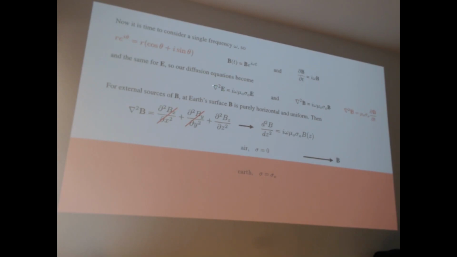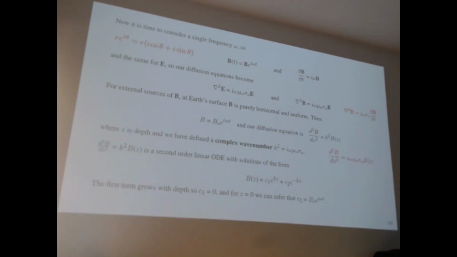And then if you look at this gradient term here, if the magnetic field at the surface of the Earth is horizontal and uniform, which is a good approximation to the magnetospheric fields, these first two terms in the gradient are zero because there is no x and y gradient in B. So I just have a vertical derivative of B equal to i omega B of z. So this is my half space again.